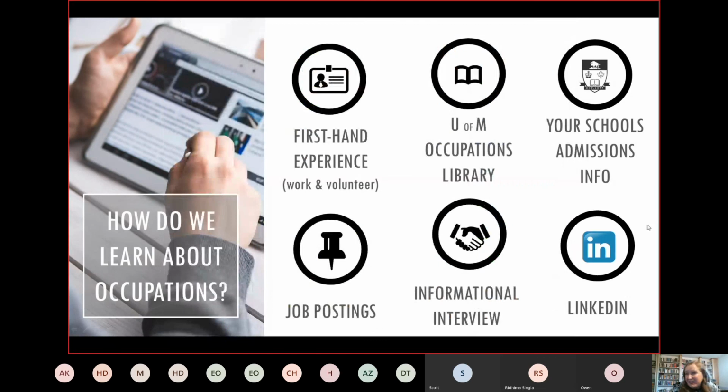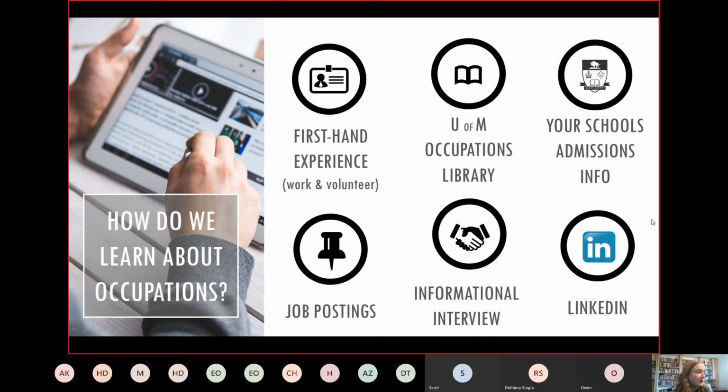I also like looking at job postings, because that can be helpful too. When you look at a job posting, it tells you what types of education or experiences are required for that job. So that's also a really important piece of information you can use.